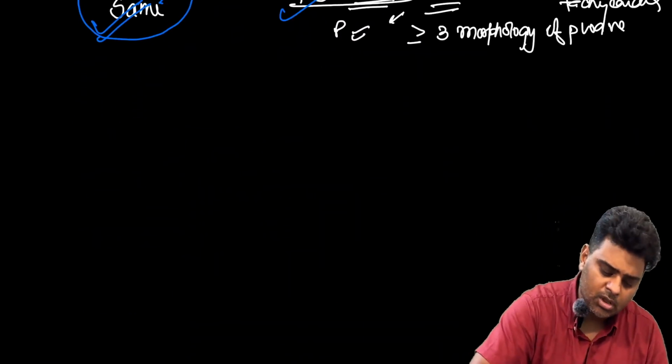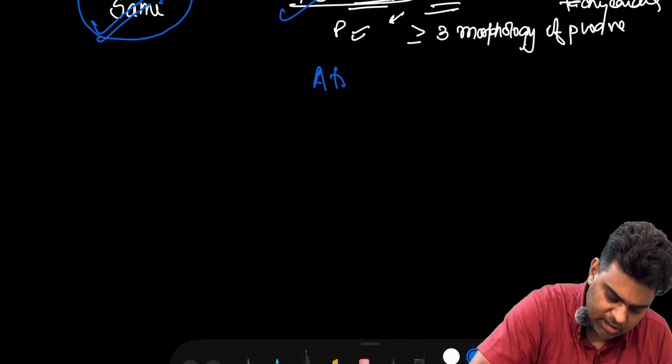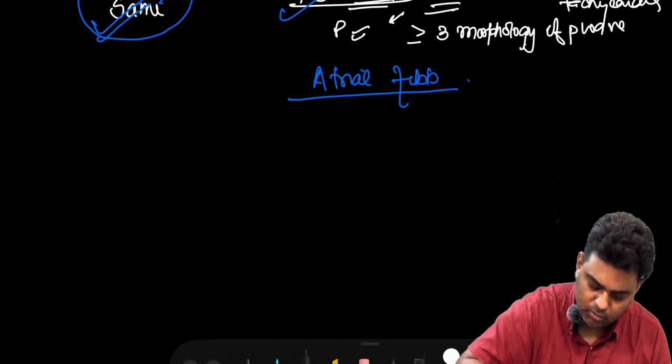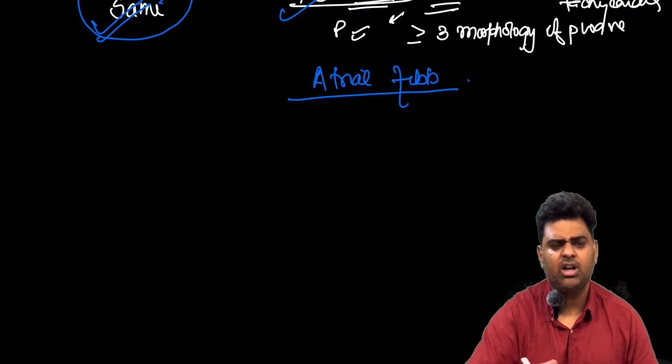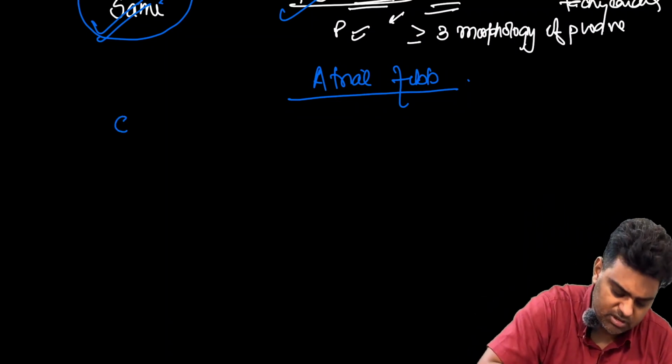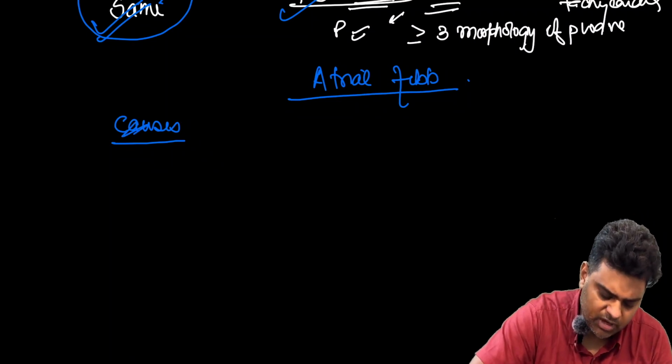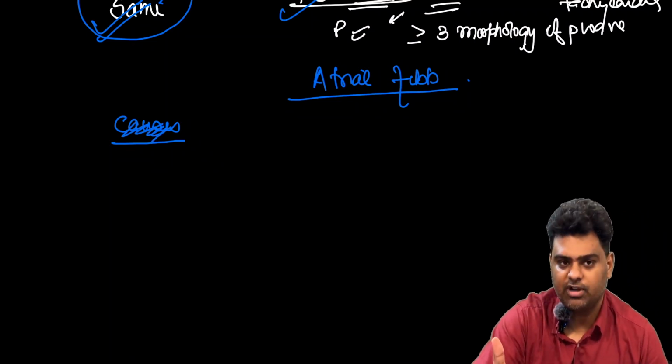So once you have diagnosed that this is a case of atrial fibrillation, you have to know what is the cause of atrial fibrillation. There are multiple causes of atrial fibrillation. But first we have to understand what is the pathology of atrial fibrillation.